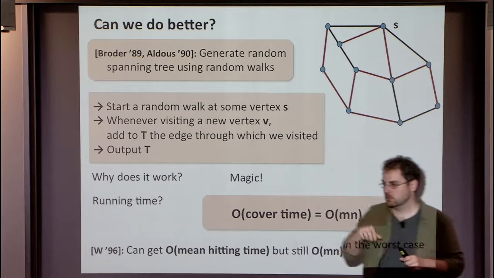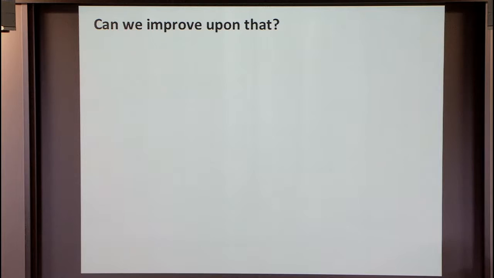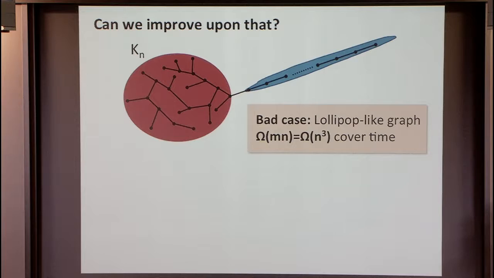Okay? Good. So we have this O of m bound, and the question is, can we improve upon that? One instructive thing to do here is just to look at the bad case. So when does this random walk based algorithm perform badly? And probably all of you know what the bad cases are.